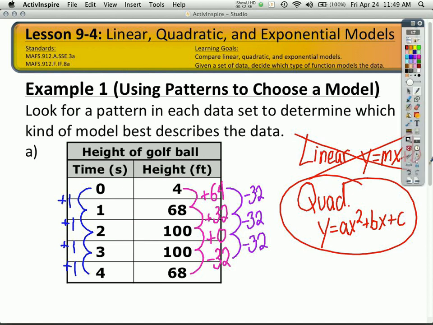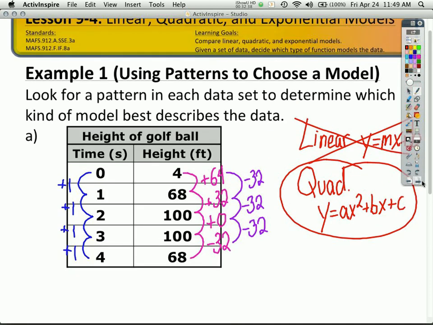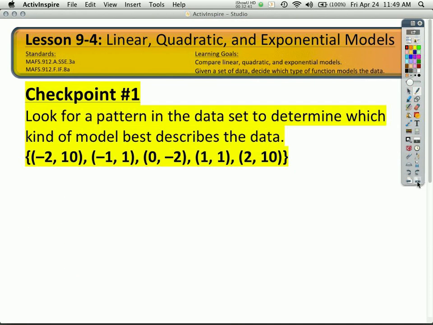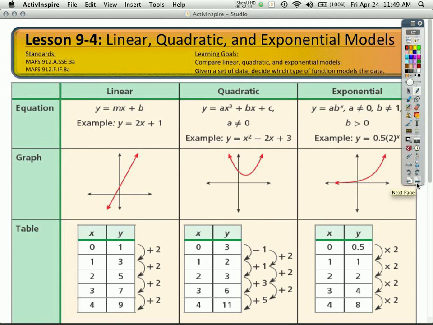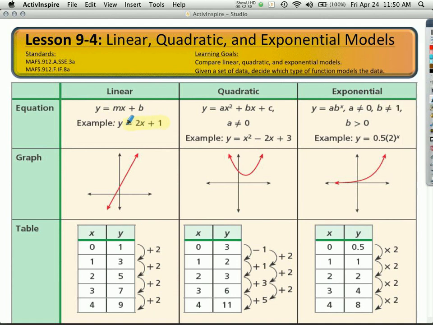So I am going to modify the lesson a little bit. I did have some more, and I did have a checkpoint, but we're not going to do it. So I want to now go to the big picture, the big point, which is writing an equation. How do we go from this to that? That's our goal.